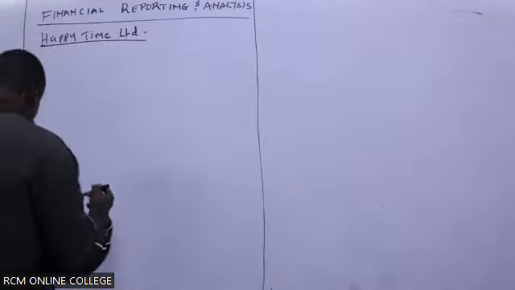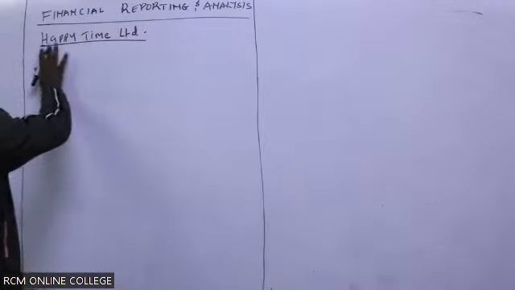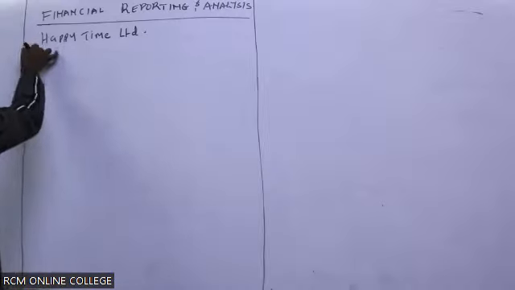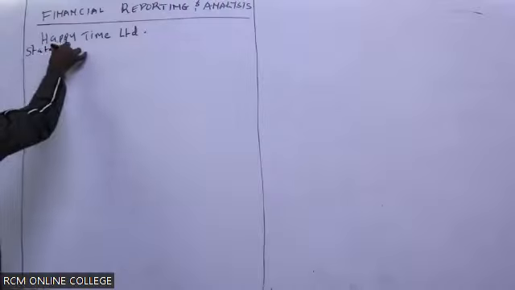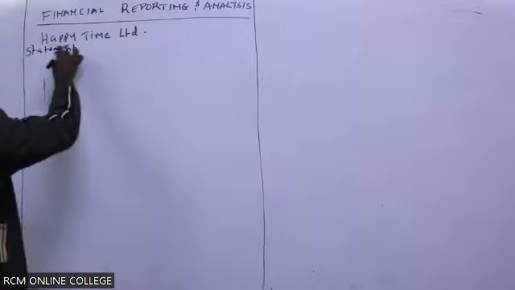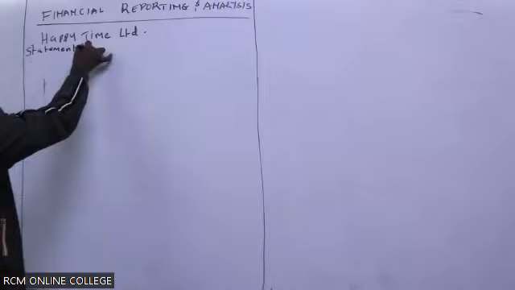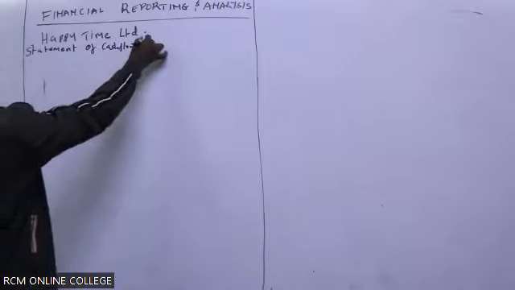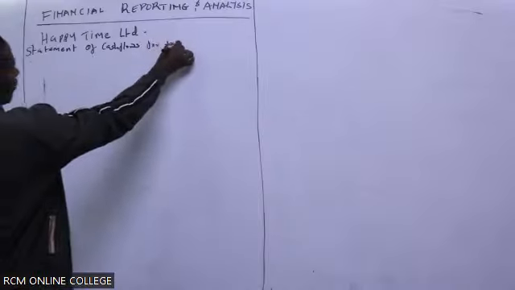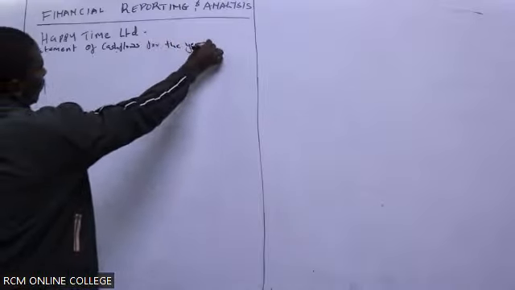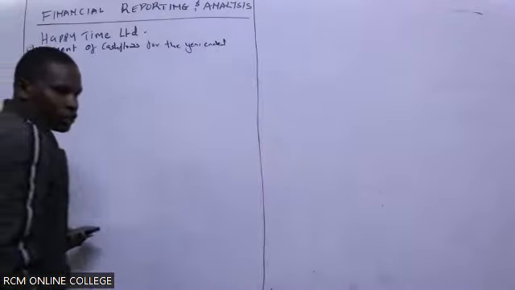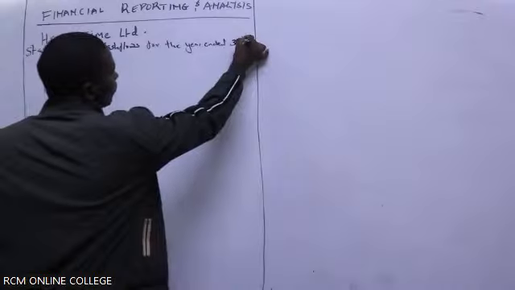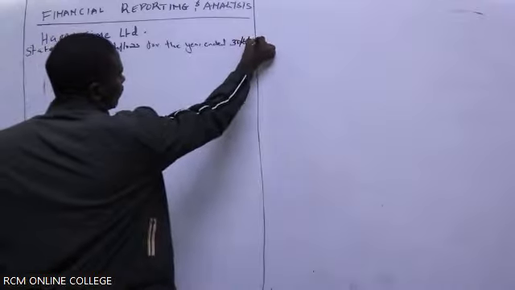So class, let's solve this. This is Happy Time Limited. Happy Time Limited statement of cash flow for the year ended June 2017.